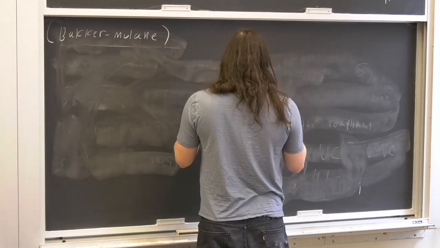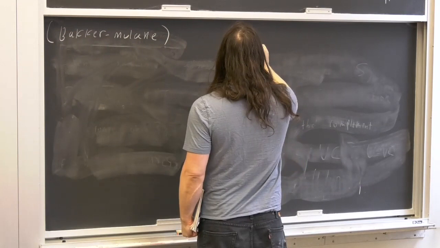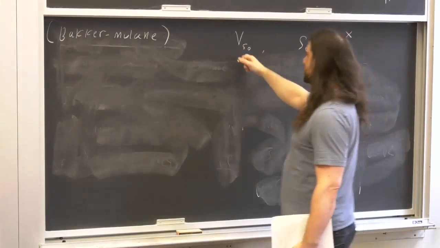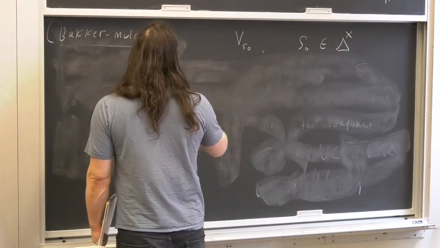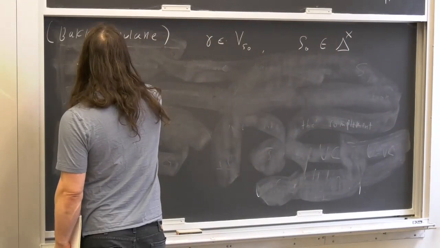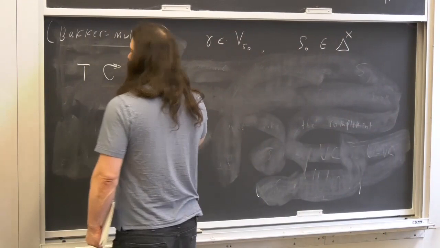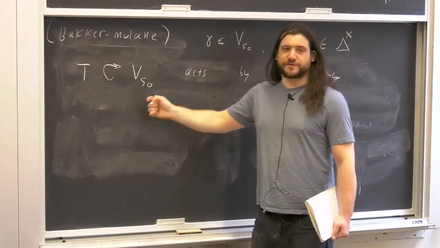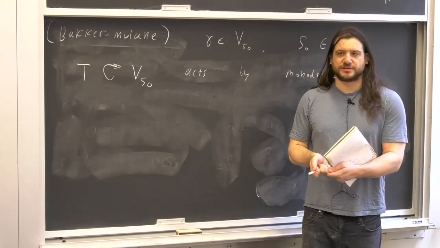So let's recall the action of monodromy. So if we look at V_{s0} for some base point s0 in our punctured disk, and gamma sits inside here. So for example, gamma is an element of V_{s0}. Then what we end up getting through monodromy is an action T on V_{s0}, just by taking the homology cycle, moving around the loop, and seeing which other homology cycle we end up with.